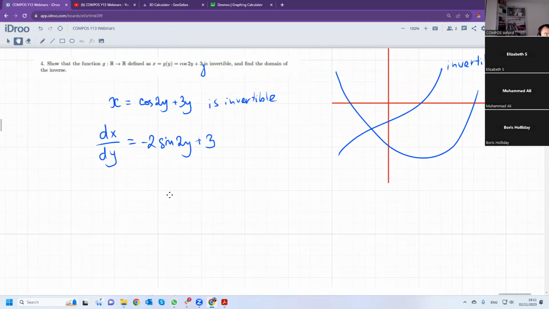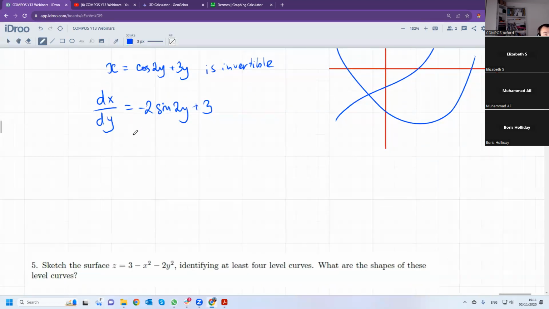Dx and dy. And we can say, okay, that's fine. What do we know about this? Well, we know that sine can only take values between -1 and 1. So sine 2y can only take values between -1 and 1. We multiply by -2, and it's going to be -2 sine 2y, and the sign is going to be changed.